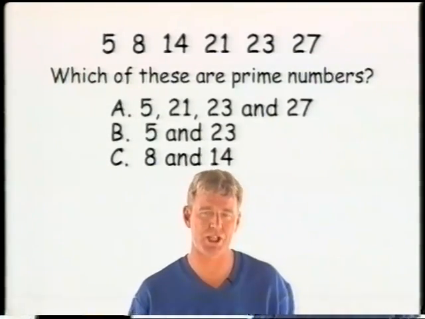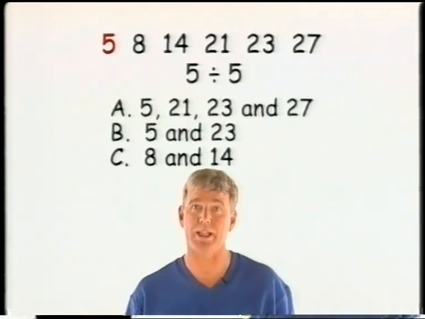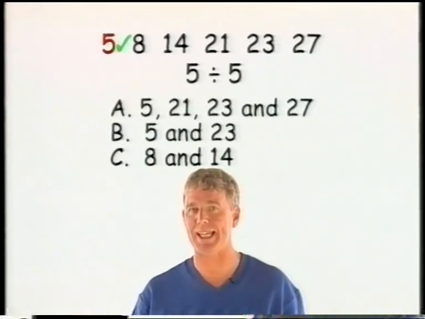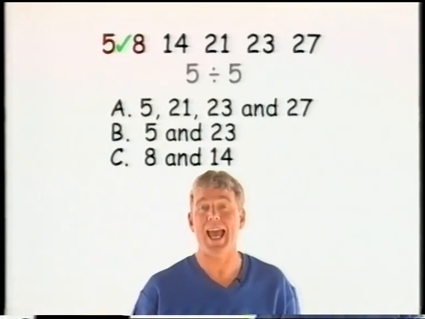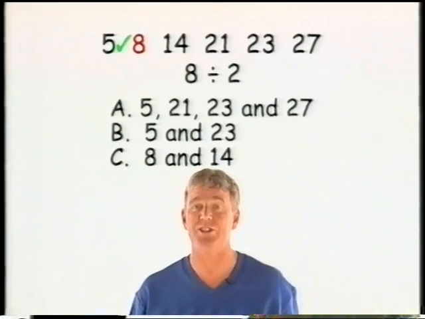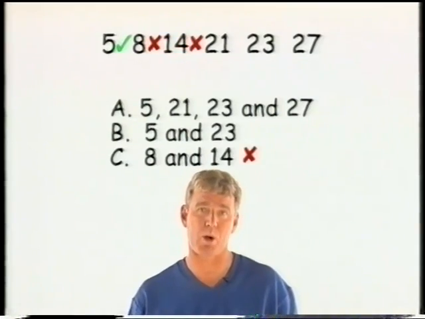Let's look at each number in turn. 5 is divisible by 1 and 5 only, so it's a prime number. So the answer could be A or B. Next, 8 is an even number, and so it's divisible by 2, and it's not a prime. So is 14, so answer C must be wrong.